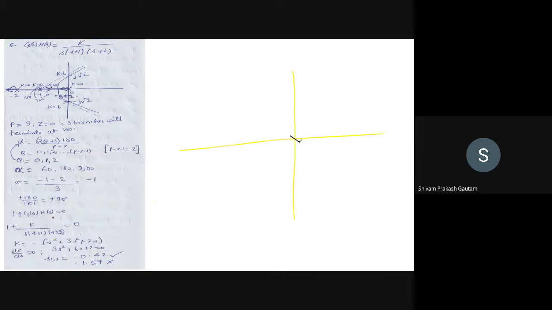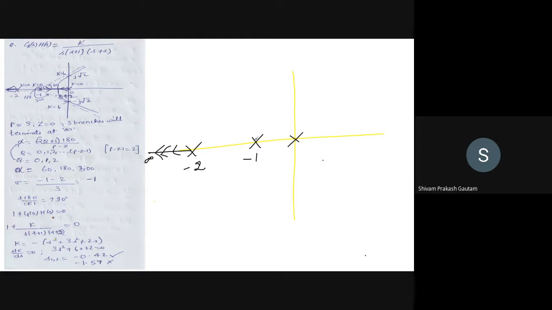So one pole is here, another pole is here, another pole is here, right? And this is -1, this is -3, -2. This root locus branch is starting from here and terminating at infinity. This we have already seen, right? And the centroid is -1, and the angles of asymptote we have got are 60, 180 and 300.